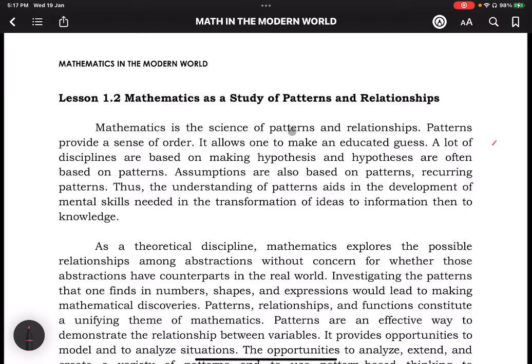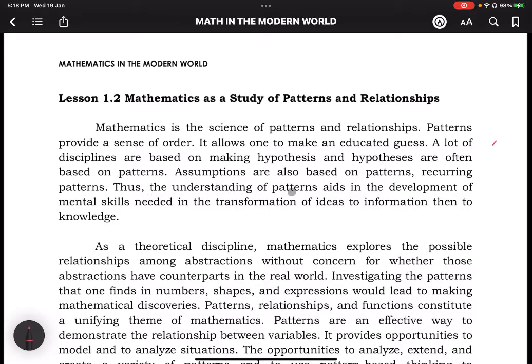Mathematics is the science of patterns and relationships. Patterns provide a sense of order. It allows one to make an educated guess. A lot of disciplines are based on making hypotheses, and hypotheses are often based on patterns. Assumptions are also based on patterns, recurring patterns.